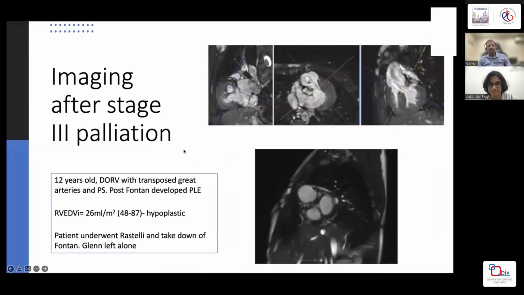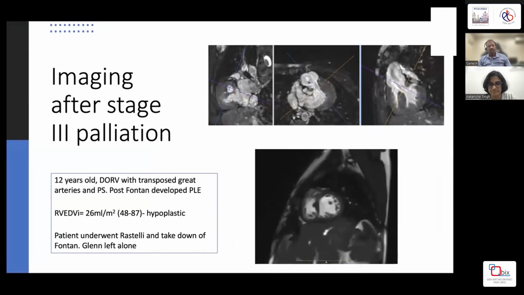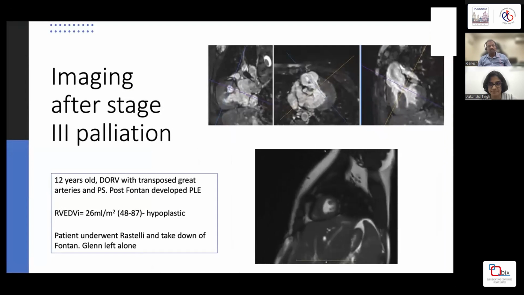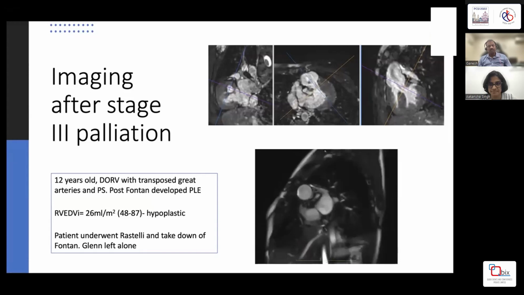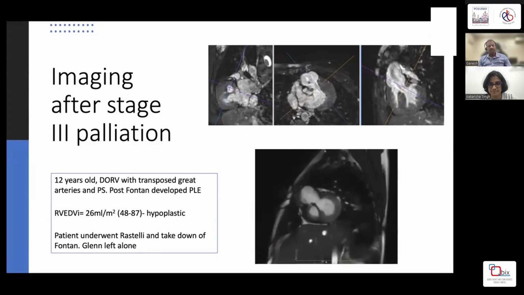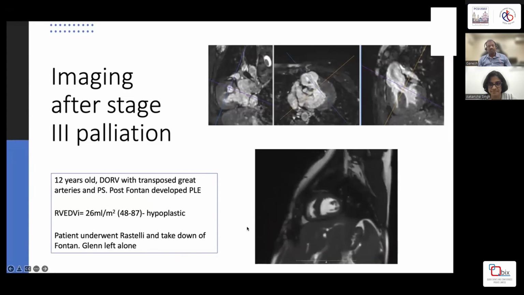Just one final example. This patient developed protein-losing enteropathy following Fontan, 12 years old with double outlet right ventricle with transposed great arteries and pulmonary stenosis. So we performed MRI for RV volume and assessment of routability of the VSD. As the RV volume was too low, this patient underwent tracheostomy with a takedown of Fontan, and the Glenn was left alone.